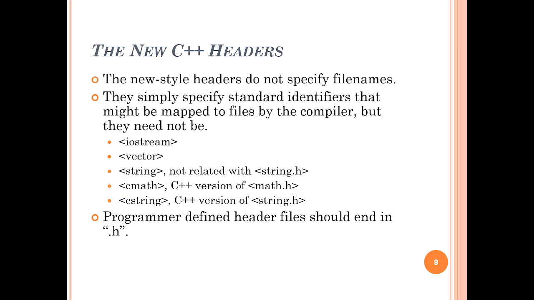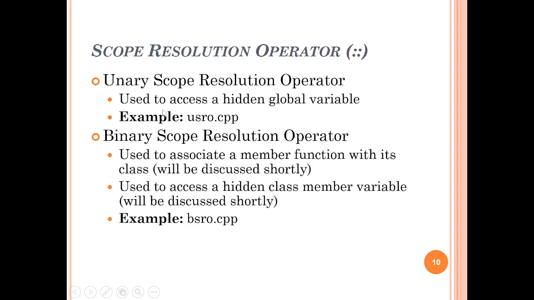It does not specify any file name. It specifies the standard identifiers, iostream, and these header files might not be mapped to files by the compiler, and need not be mapped with .h, such as cmath, cstring, or string.h. The programmer-defined headers should end with .h, and this is not needed with using namespace std.